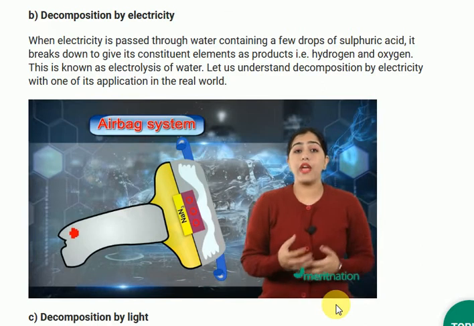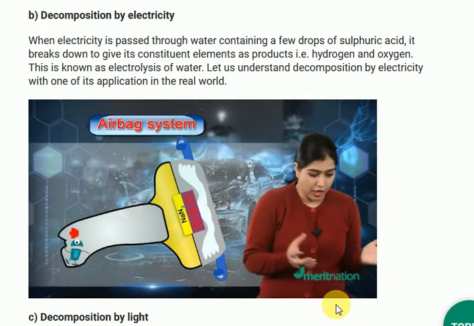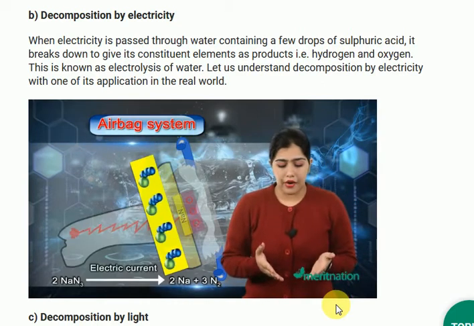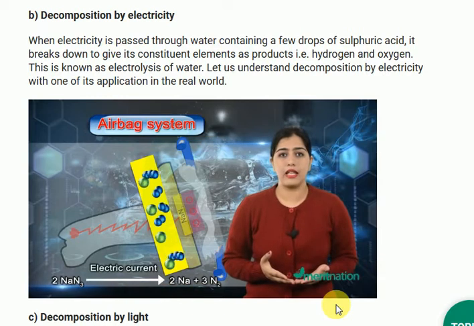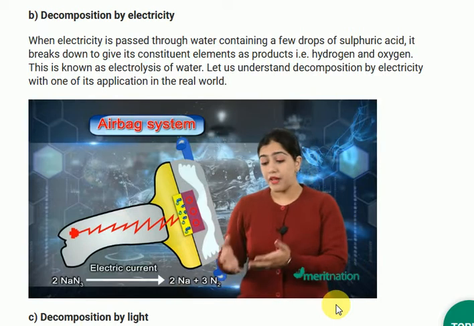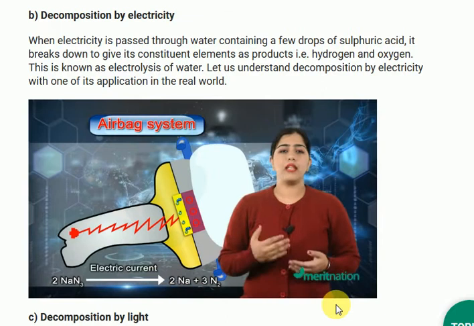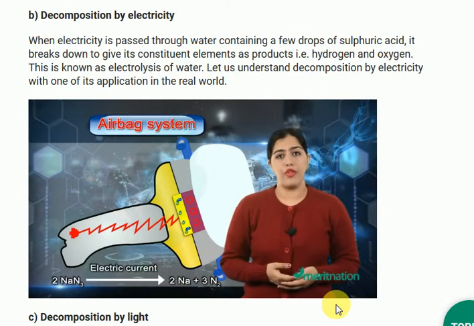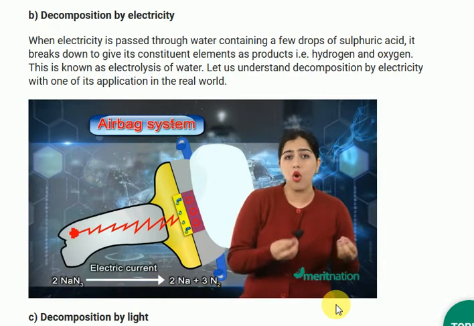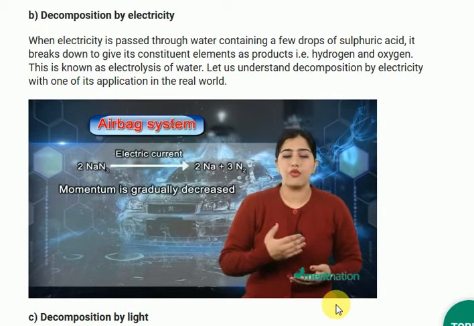Now when the vehicle is involved in collision, the sensors get activated. Oh, there's going to be a collision, and they send an electric current to the inflator. This electric current breaks the sodium azide inside the inflator into sodium and nitrogen gas. The gas then fills the airbag instantly at very high speeds, thus preventing the passenger from direct collision with the vehicle. And the gas then starts to dissipate from small holes present in the fabric. So the momentum of the passenger is gradually decreased.